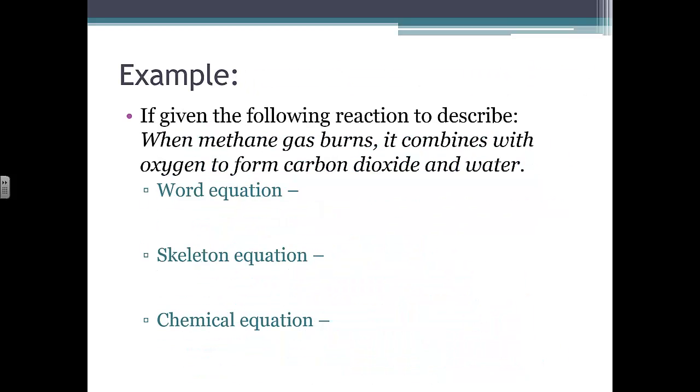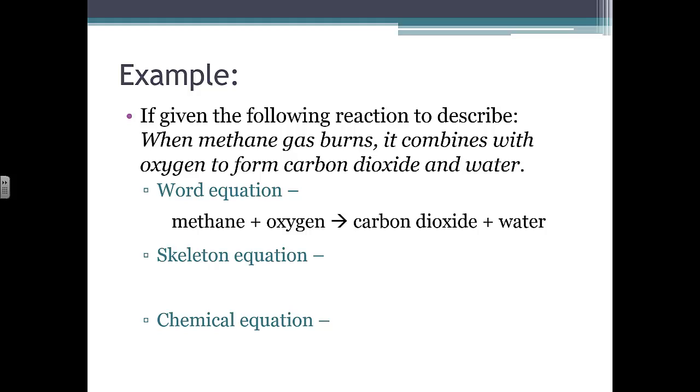If you were given the following reaction to describe: when methane gas burns, it combines with oxygen to form carbon dioxide and water. Then you could write a word equation. The first thing you would do is identify, as you read it, what exactly is it saying is doing the reacting. And it says methane is burning and it's combining with oxygen. So that starts us with methane and oxygen as reactants. And it says it's going to form carbon dioxide and water. So those two things are our products. So our word equation would look like this. Methane plus oxygen yields carbon dioxide and water. That's how we would read that word equation.